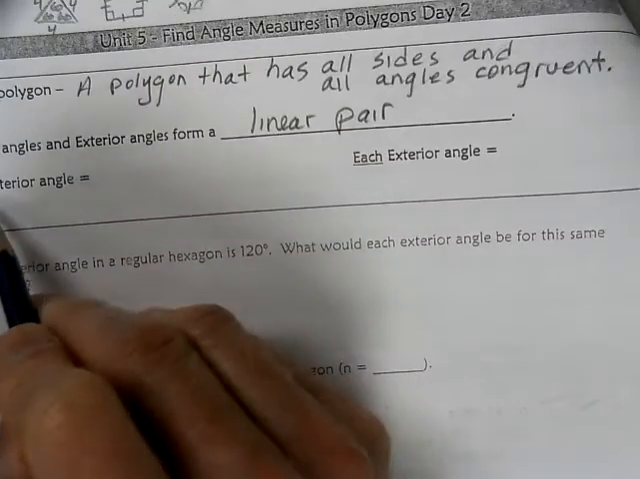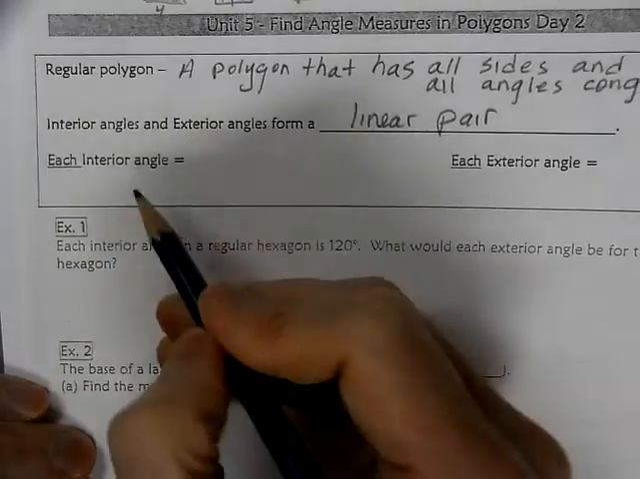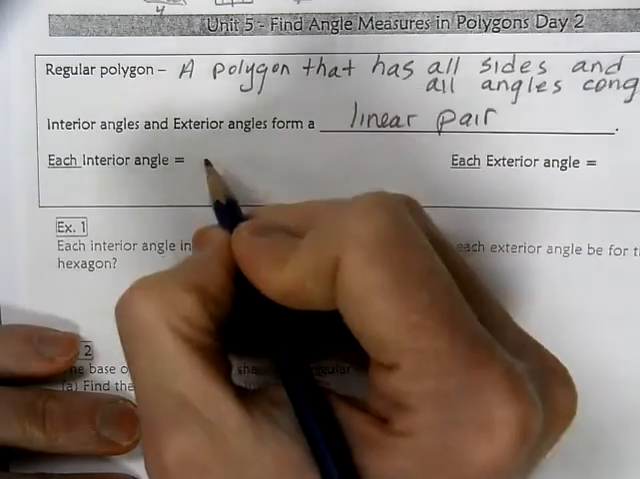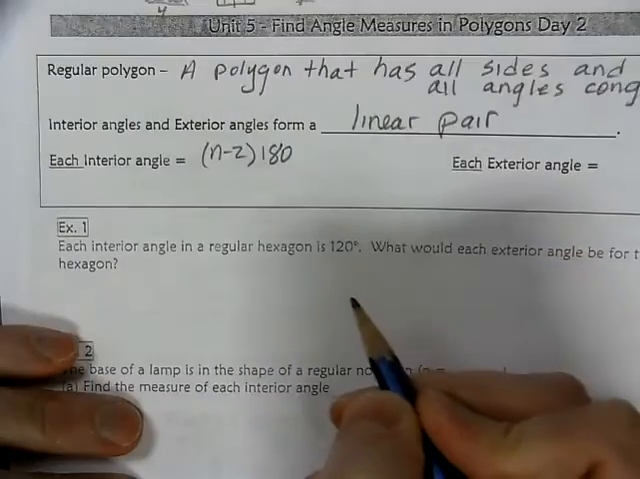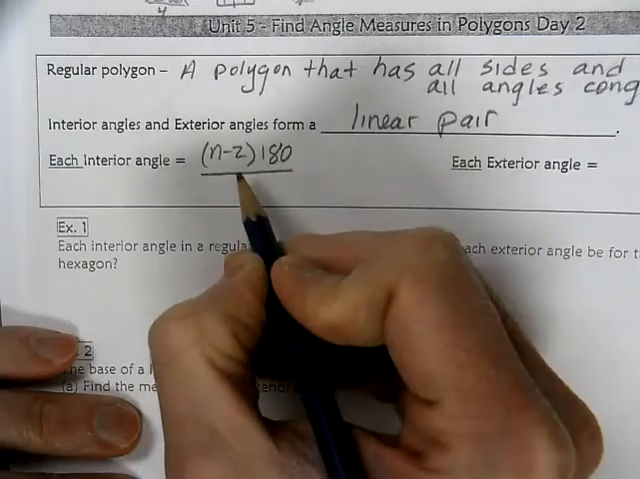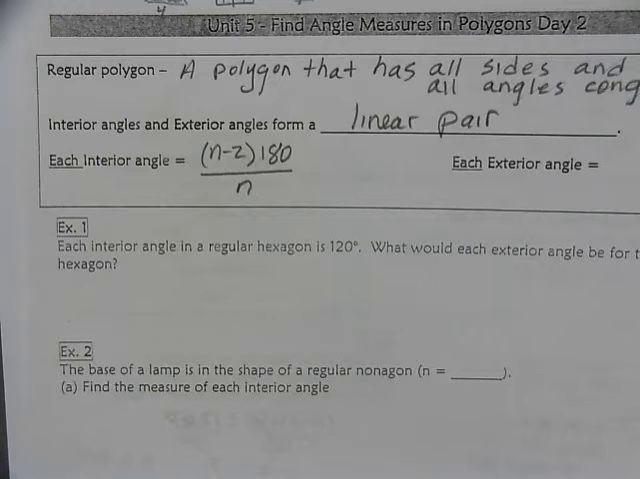So to figure out each interior angle of a regular polygon, we need the sum of all the angles, which we've learned to be n minus 2 times 180. And if all the angles are the same, the number of angles is the same as the number of sides, so n. N minus 2 times 180 divided by n would give you each interior angle if they were all exactly the same.